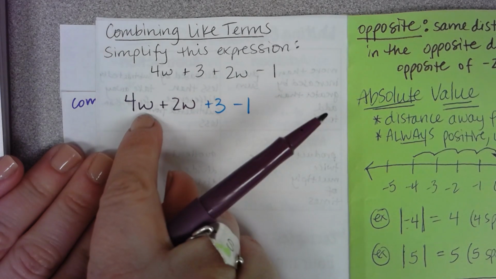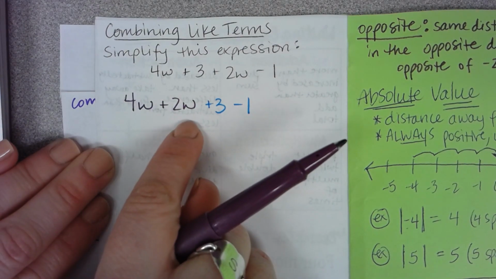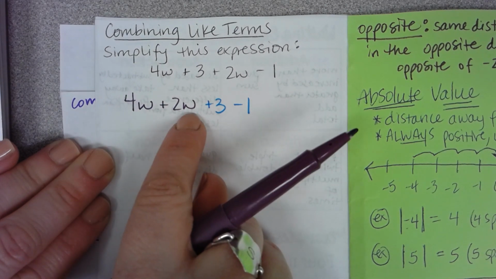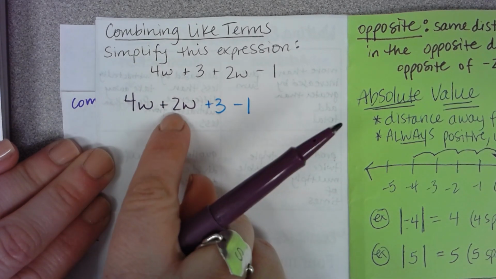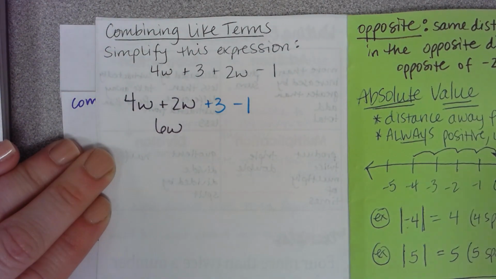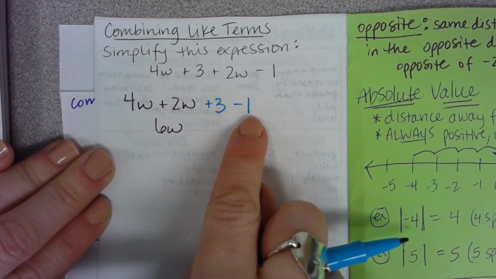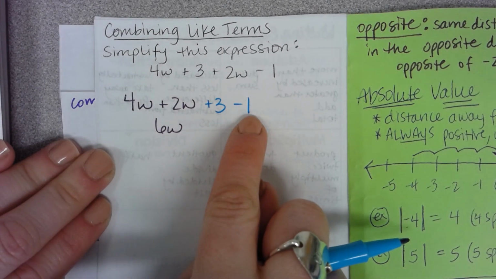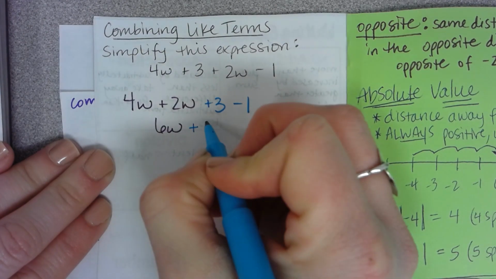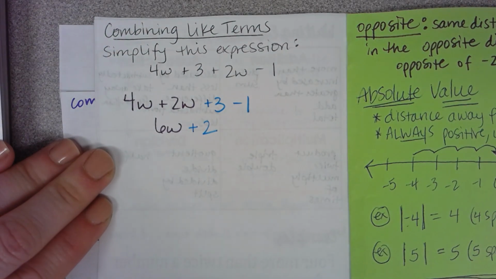Now when I am combining these terms, 4w plus 2w, I'm going to add the coefficient or the number out front of my w together. So 4 plus 2 is 6. So I end up with 6w. And then +3 minus 1, or 3 minus 1, I'm left with 2. But because it's still a +2, I'm going to keep my plus sign the same and write my 2 there. So my answer would be 6w plus 2.